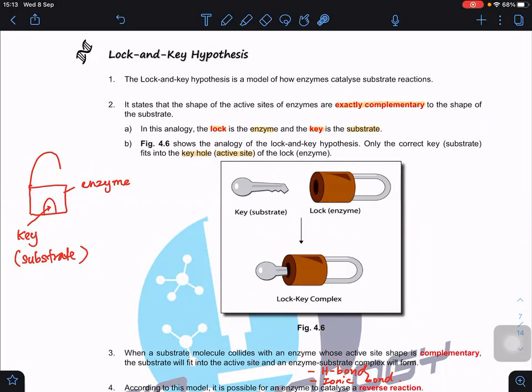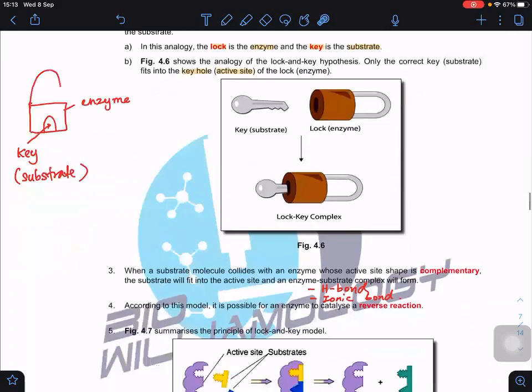So the lock and key model can only explain how this substrate can bind to the active site perfectly because their shapes are complementary to each other. That's why you can put in the key, but it cannot explain why the catalysis process actually takes place. Are you clear? Okay, so this is the lock and key model.